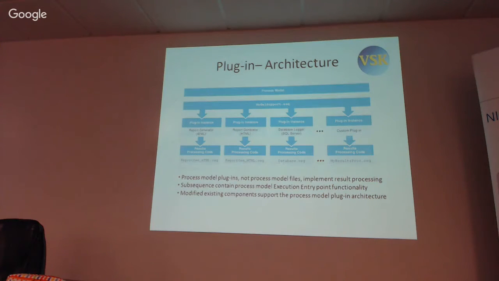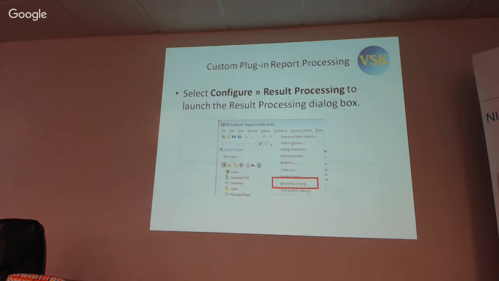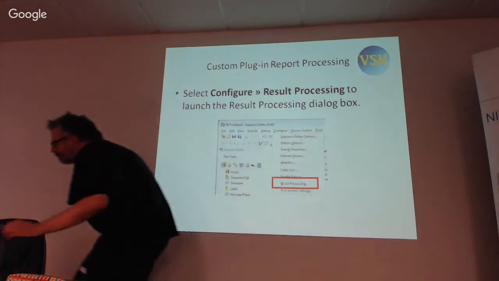So this is the basic architecture. We have process monitoring, and then we have model support features. Under there, we have a plugin piece, and these are the built-in ones, HTML, XML, SQL Server. And then we can create our own custom plugin, process the test results and log them in our own way, according to the manufacturing requirement. So this is how we can make our own process model plugin.